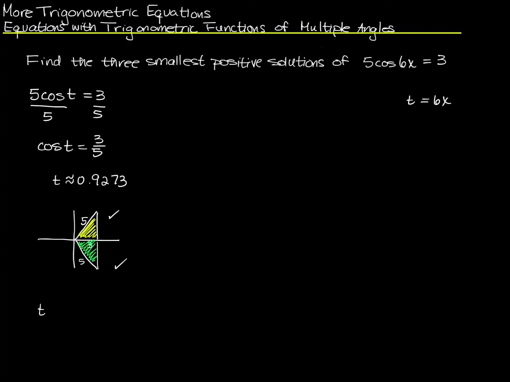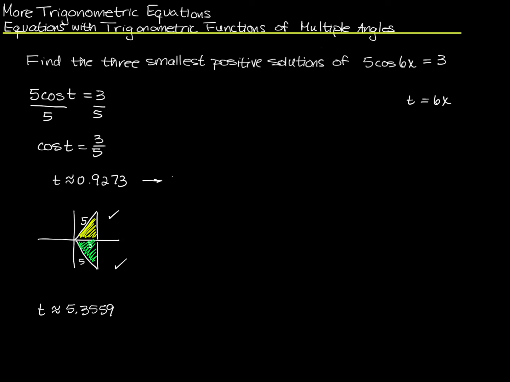And it turns out that t can also be 5.3559 radians. Now, I was asked for the 3 smallest positive solutions, and I found what appears to be 2 solutions. It's tempting just to say, well, if that's my first one, and that's my second one, then I should just add pi to this one, 2 pi to this one to get to the next solution. The problem is, I have found t, not x. So I need to back substitute my 6x.